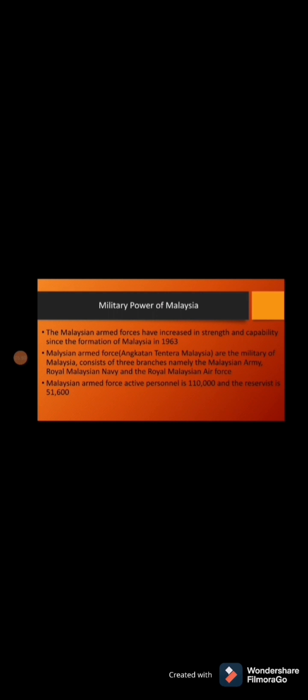Malaysian Armed Forces active personnel is 110,000 and the reservist is 51,600. The Supreme Commander of the Malaysian Armed Forces is the Yang di-Pertuan Agong, the head of the state or the King of Malaysia. It's the same in a democracy, where the president will be the Supreme Commander. So Malaysia is ranked 44 out of the countries considered for the annual GFP review. So they are more powerful than the Philippines.